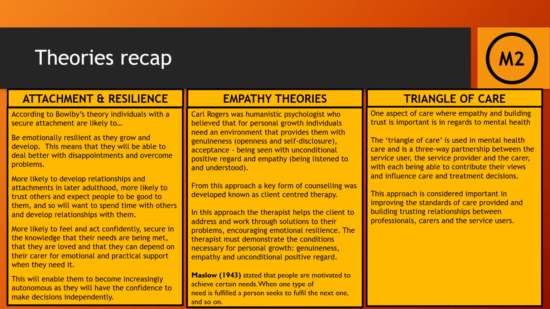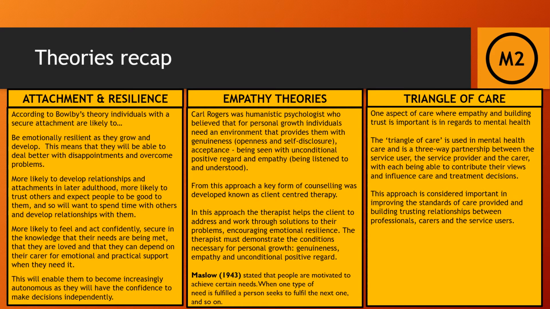Second theory was empathy theories, how we build relationships and how we empathize with others. Two key thinkers here: we've got Carl Rogers, who brings in the idea that we should have client-centered processes where we should be genuine, honest, accept what people have to say, and treat them with positive regard and empathy. And then Maslow, who introduces the hierarchy of needs and how we all share similar base needs in society.